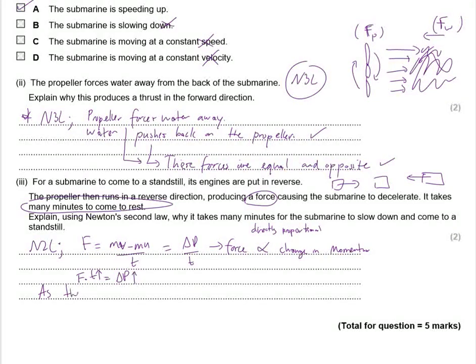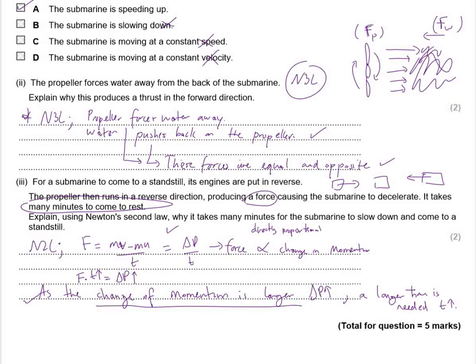As the change of momentum is larger, okay, more time is needed, so t goes up. So you get one mark for mentioning Newton's second law, and the last mark for the statement that the change in momentum is larger.